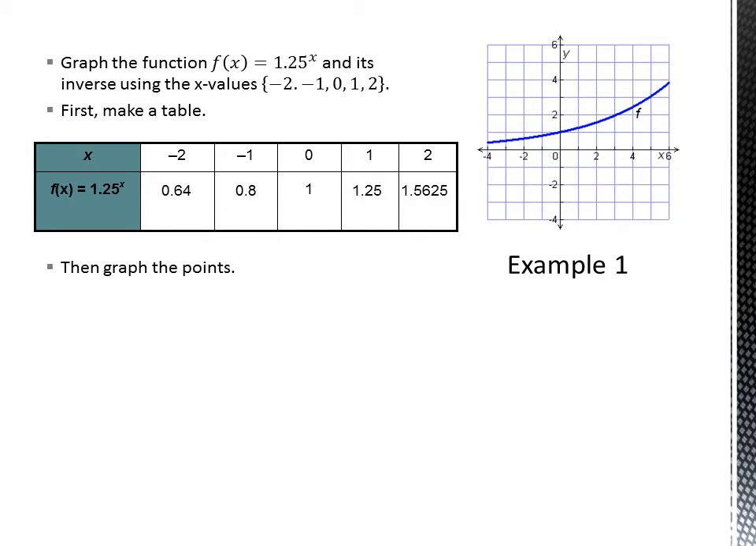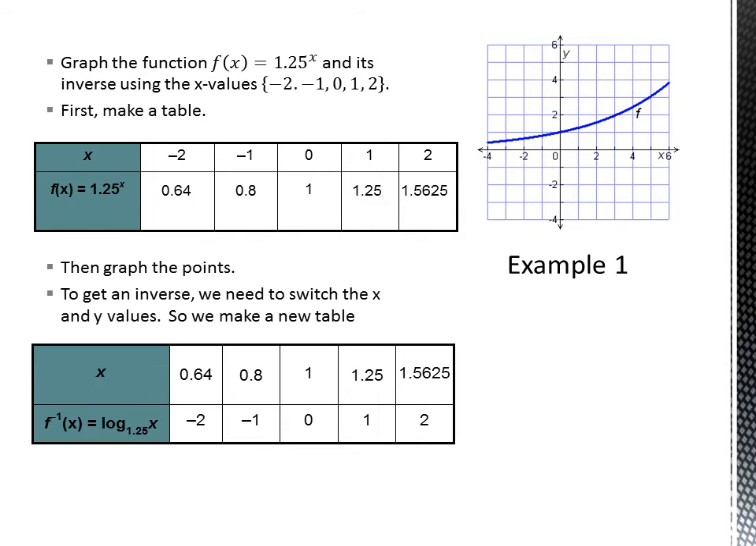Now we're going to graph these points. The first one was (-2, 0.64), second one (-1, 0.8), (0, 1), (1, 1.25), and (2, 1.5625). Connecting the dots, you get the graph shown on the right.